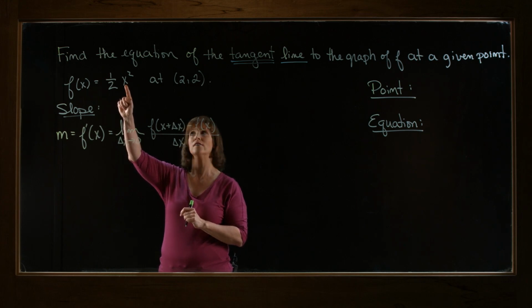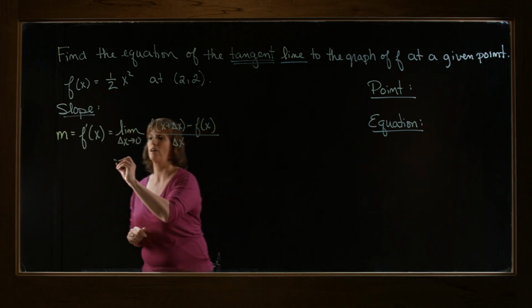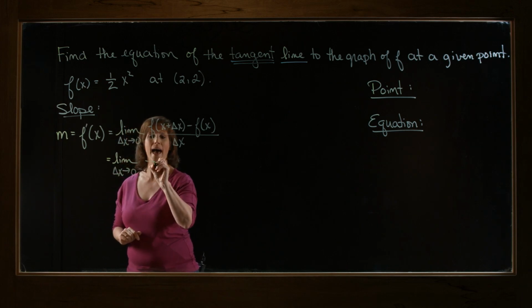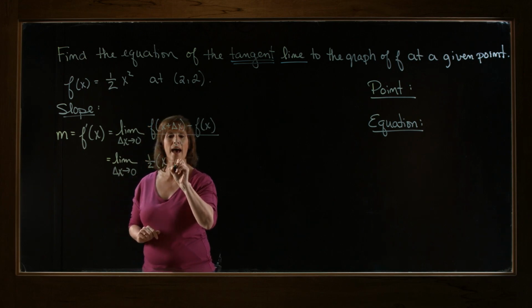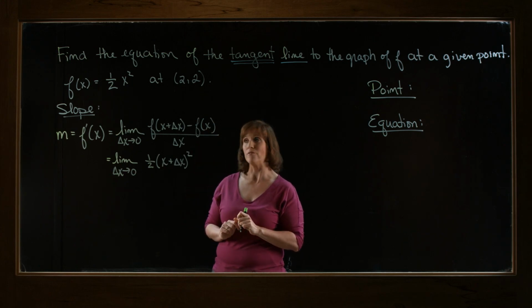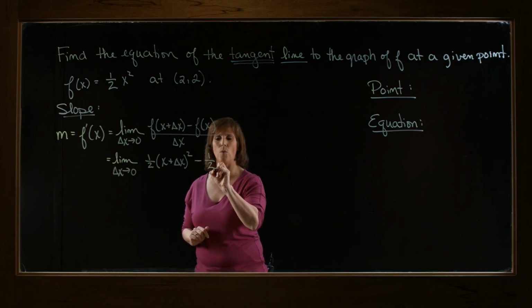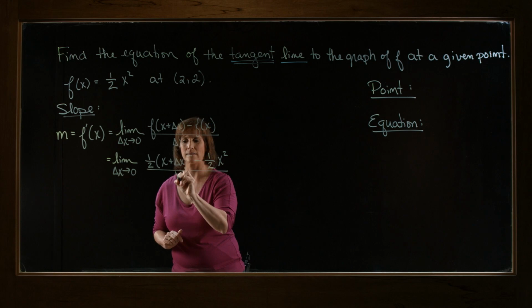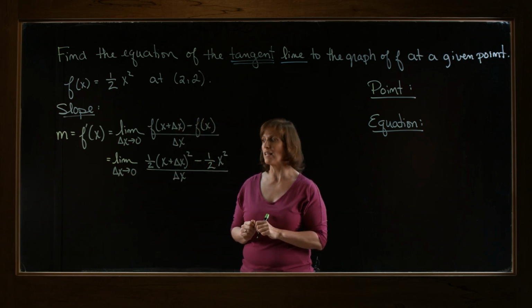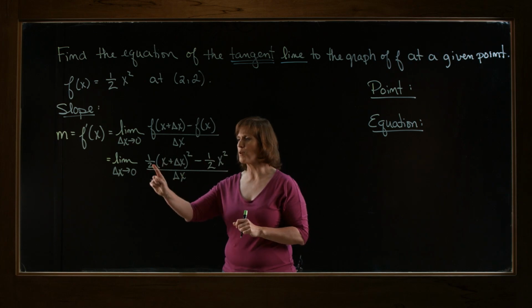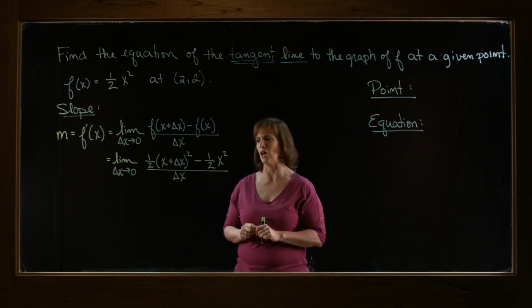It says take that input, square it, and then multiply by 1/2. So I have the limit as delta x approaches 0 of 1/2 times the quantity x plus delta x squared. The next thing to do is to subtract f of x, which means I'm going to subtract 1/2 x squared. Then I'll divide by delta x. And then if I can, take the limit. However, if I try to take the limit at this point, I'm going to end up with 0 over 0, which is indeterminate, and I'm not allowed to do that. So I have to figure out a way of rewriting this expression so that I can use my limit laws.